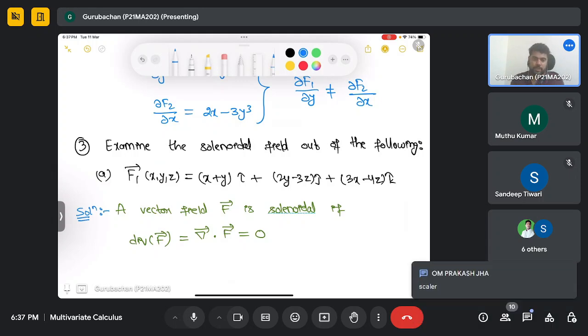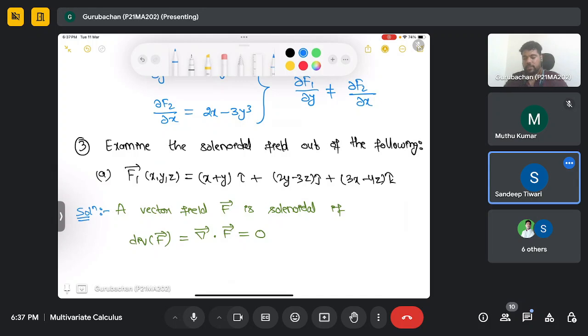Divergence of a vector field is a scalar. Why? Since we are doing the dot product of this del operator with the given vector field, it will give us a scalar.